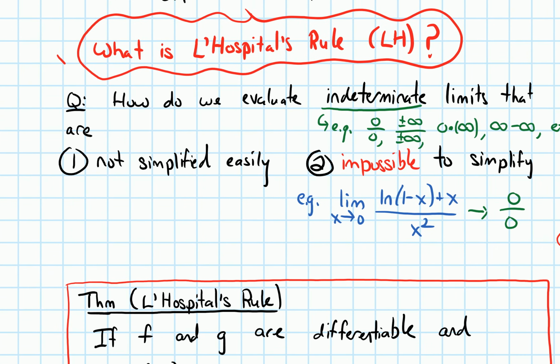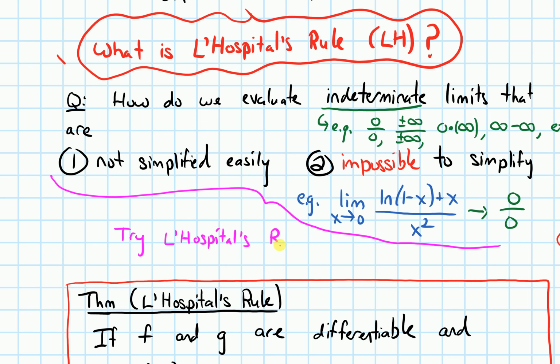Alrighty, so when we do run into an indeterminate form that is either not easily simplified or we just can't simplify it, like this example here, one strategy is to try using this rule, L'Hopital's rule. So let's state what the rule is and then look at some examples.